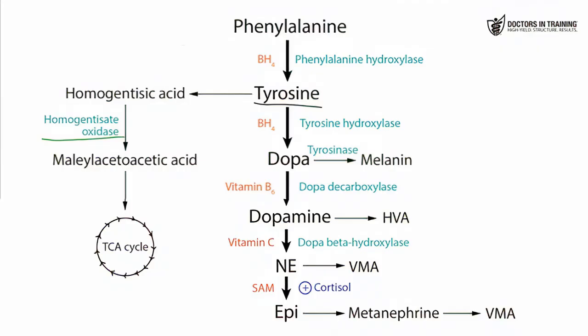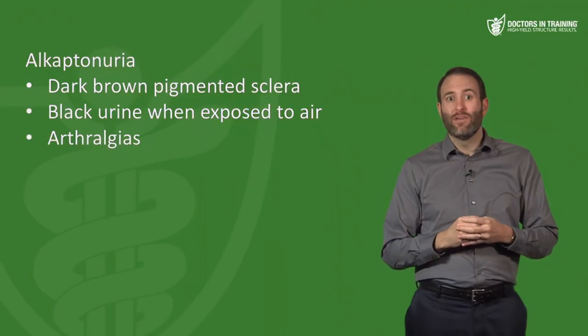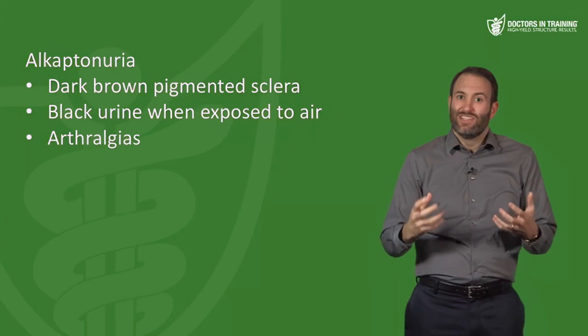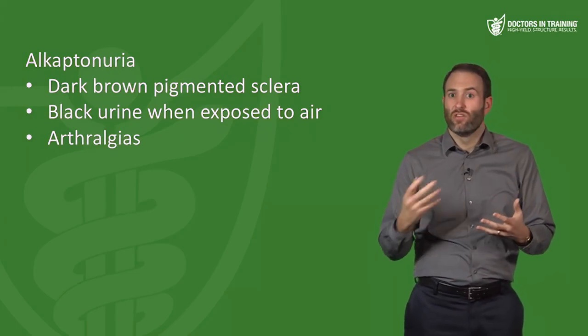They have this ochronosis taking place where they have homogentisic acid, and that's going to build up in the urine and in the connective tissue. And homogentisic acid is a brown pigment, so the connective tissue becomes dark. The sclera can become darkly pigmented with spots as well, and the urine's going to turn black as it's exposed to air. And they can have arthralgias again because of that homogentisic acid. It's being deposited in the connective tissue in the joints, and that's actually toxic to the cartilage and can cause pain.